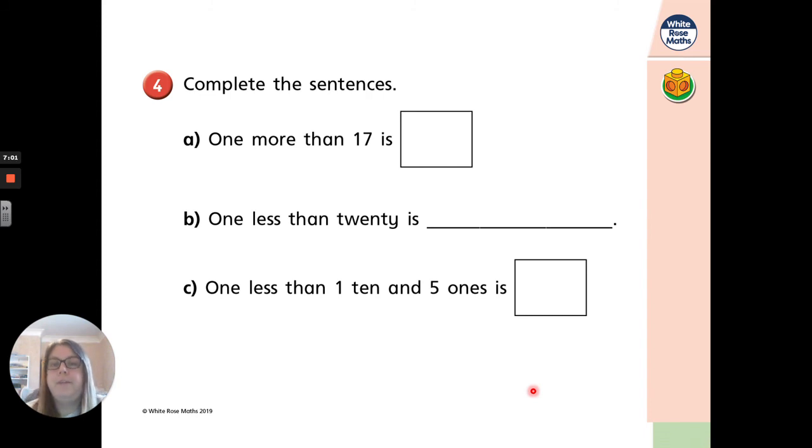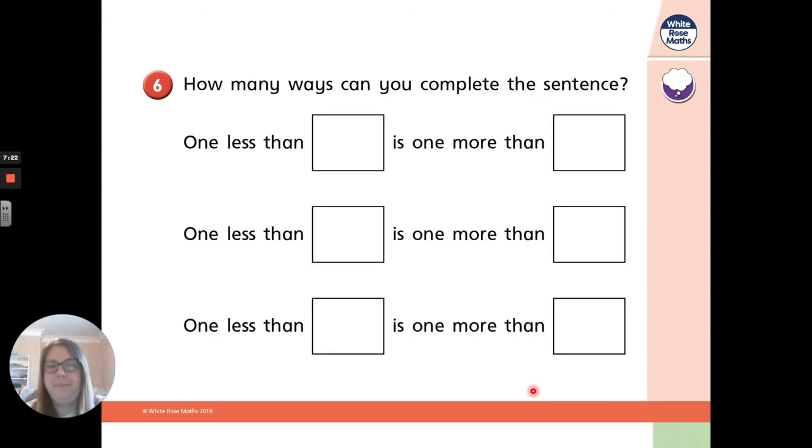So the first one is 1 more than 17 is 18. 1 less than 20 is 19. And it doesn't matter if you didn't write the number word. If you wrote the number 19, that's absolutely fine, as long as you wrote 19. 1 less than 1 ten and 5 ones is 14. Another tricky one there. I'd like to trick you out today.